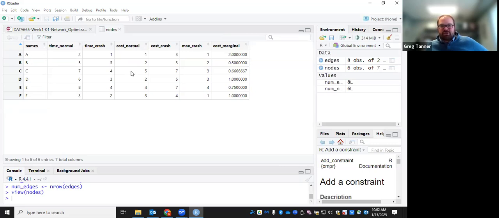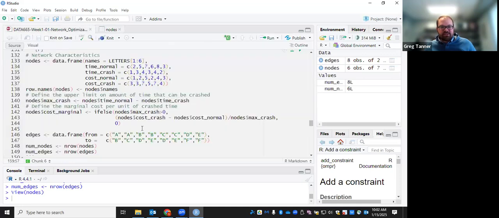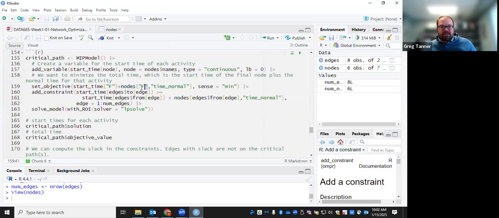We can access any entry either by giving row 3, column 4, which is fine, but maybe less readable and understandable to us later on. Or we can refer to it by a row name and a column name, which makes it a little bit more readable. In this case, we're going to take node F, the row F, which corresponds to that node, and we're going to take its normal time. We're not crashing at all, we're just taking normal time for all the activities. That's going to be our objective, and we're going to minimize that end of the project time.